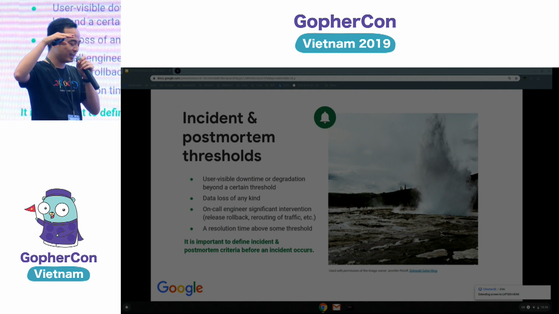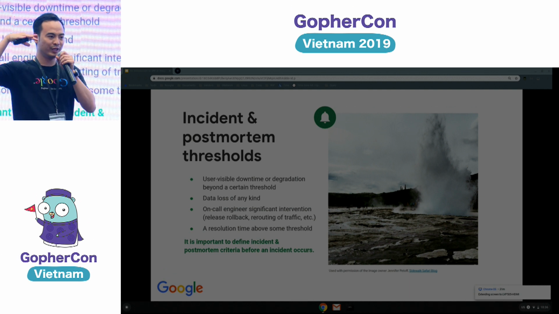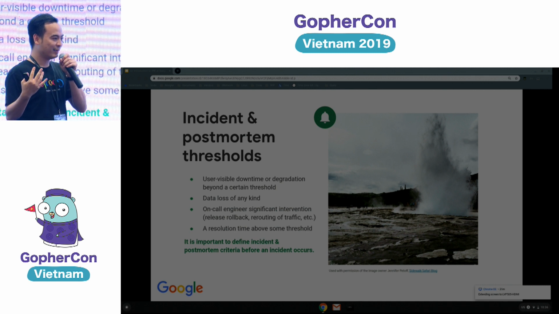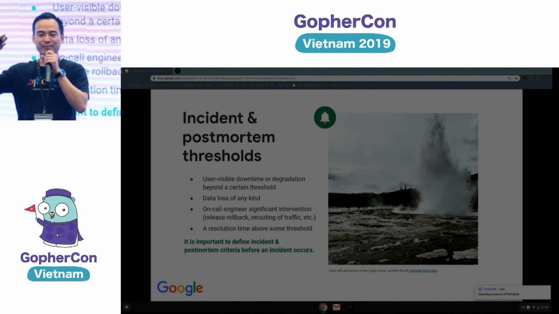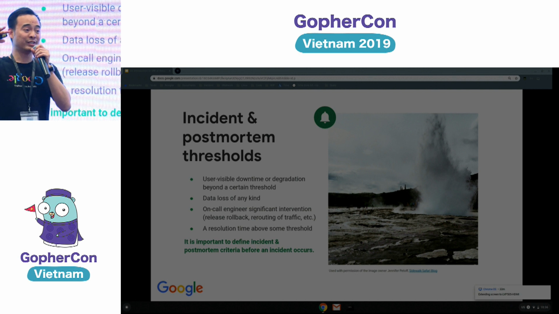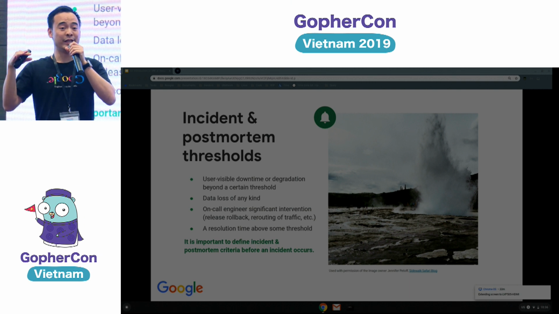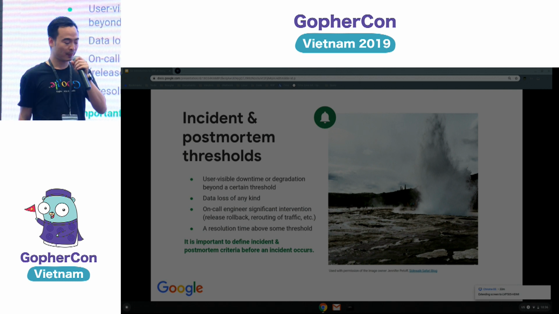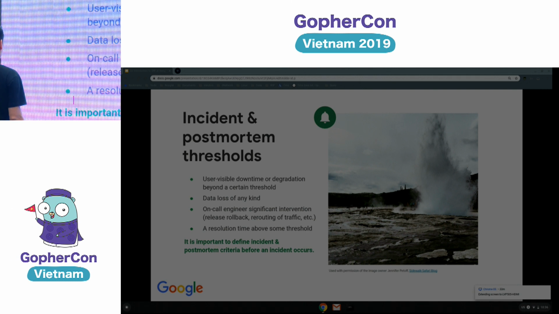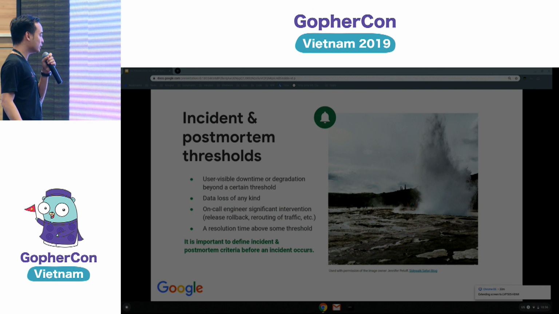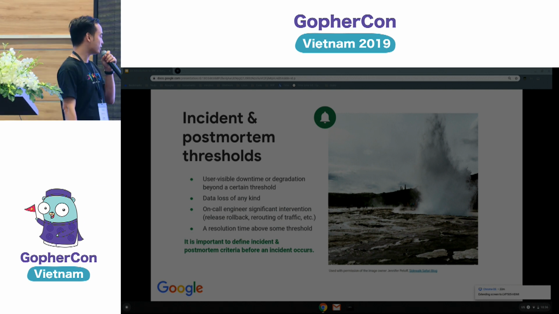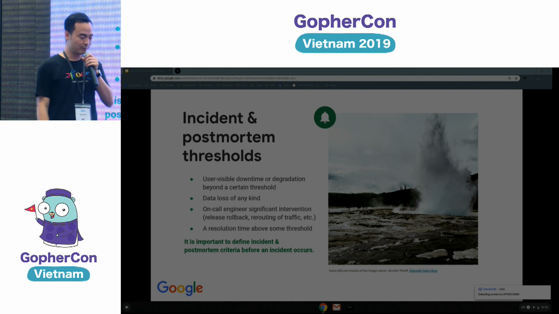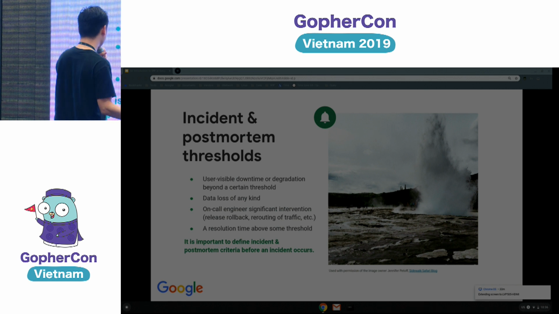That's important because if you define it too low, it will be too noisy. If you define it too high, then the service may be in a damaged state and you are not aware of it. That's also bad, right? So it's very important, again, to define the incident and the criteria before something happens.